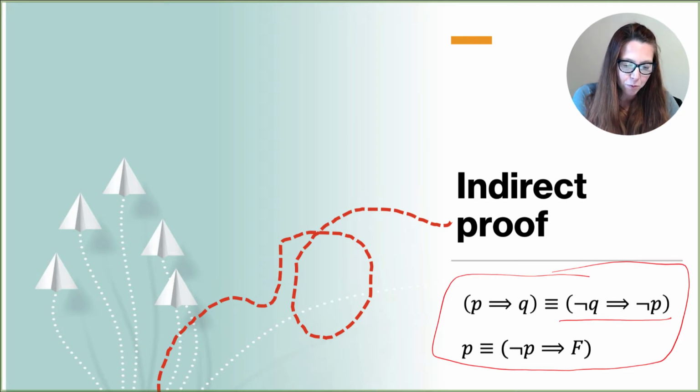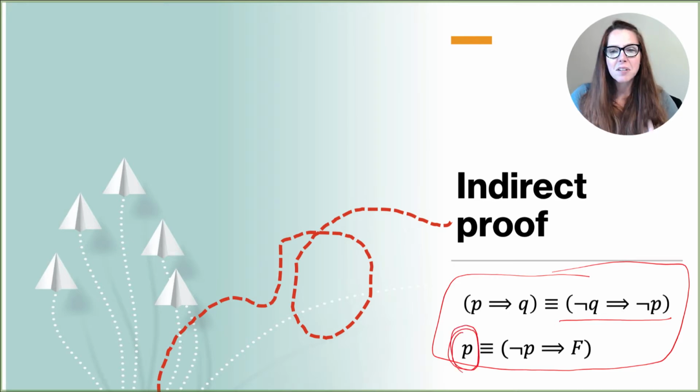The second form of proof is proof by contradiction. And that is, if we want to show P, sometimes it's really hard to just show that that's true. But if we can show that assuming that P is false leads us to a contradiction, now we've got something.